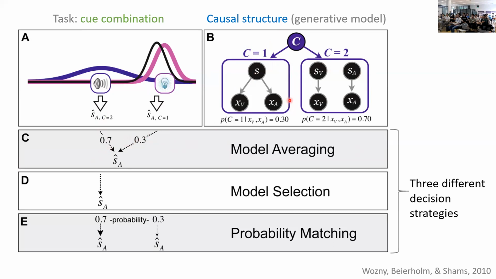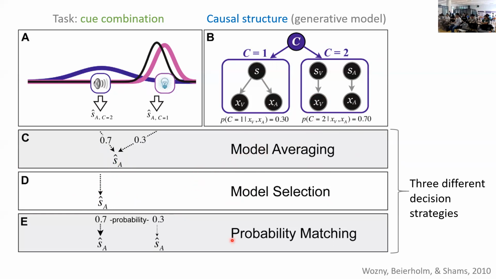I just found their plot so confusing. They just reversed the left and right side. But you know it is either 0.7 or 0.3. So you average these two predictions and get your estimate of the position of the auditory stimulus, the S_A hat here. So this is model averaging, and model selection we already know. You just choose the best hypothesis, here the 0.7: there are two separate sources.